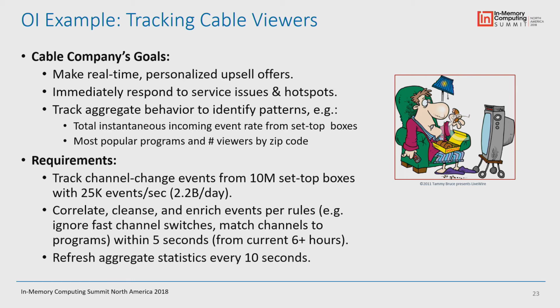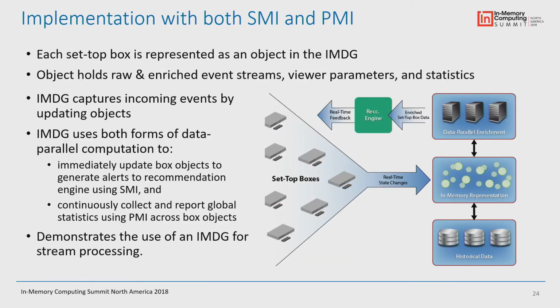Now, the other thing they want to do, besides looking at these channel change events, is they wanted to find aggregate patterns, both to see what are the most popular programs and number of viewers by, say, region or zip code, but also to look for things like service issues. Do we have a regional service issue or hotspots in their network?